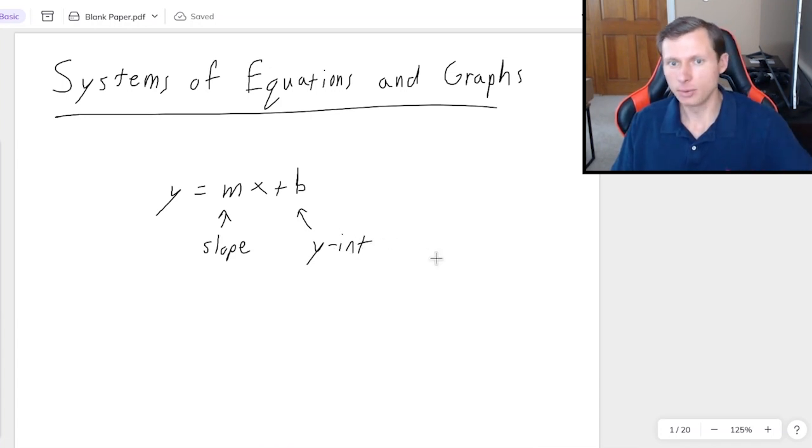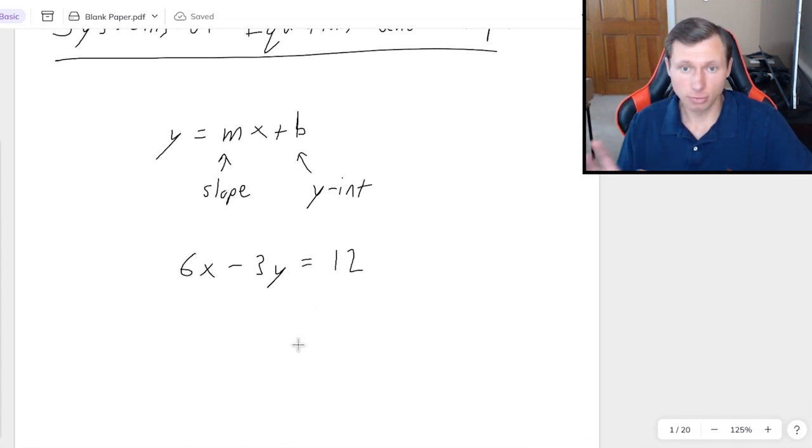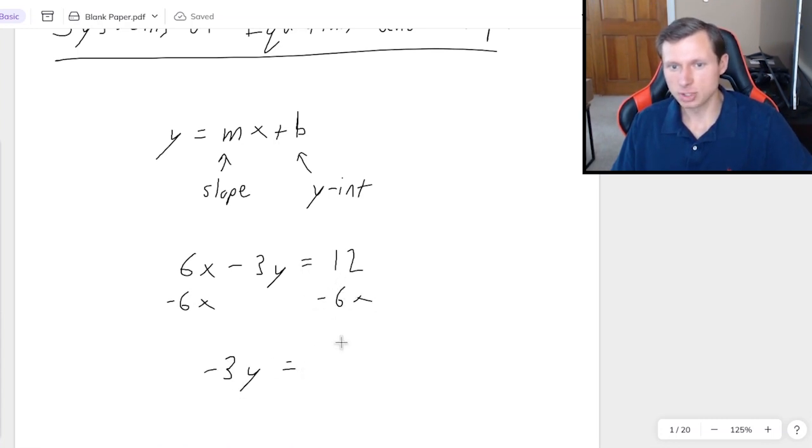Another thing you need to know is if, for instance, I have some function 6x minus 3y equals 12. If you're given this and they're asking you to graph it, we need to first get it in the form y equals mx plus b, because even I can't graph this just by looking at it. So the first thing we would do is subtract 6x from both sides. It doesn't matter if you write the 6x first or second. I like to write it first to keep it in that y equals mx plus b form.